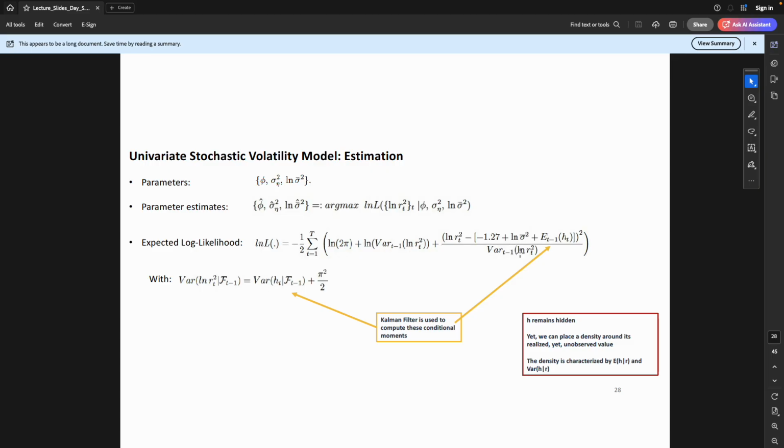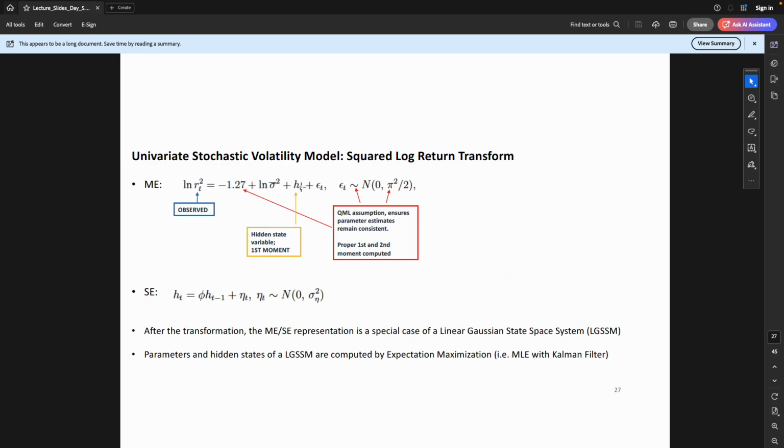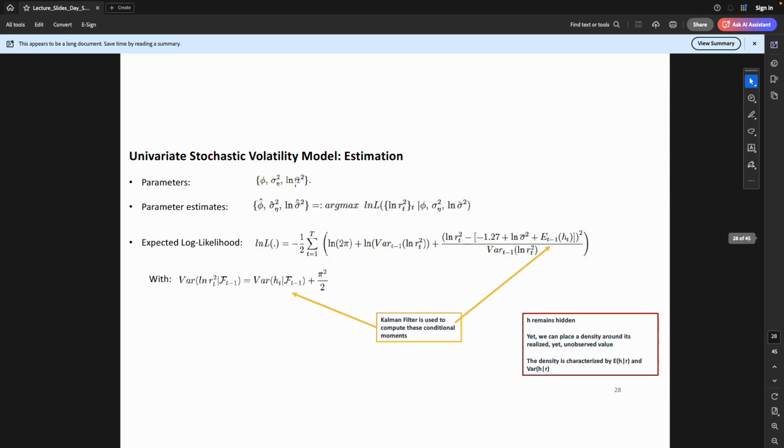So why is the variance of ln r squared this thing here? We need to go back always to the measurement equation here. So the variance of the left is the variance of the right. This is a constant. So you have the variance of h plus the variance of this, which is pi square half. And epsilon and h are orthogonal, so there's no covariance. Yeah? So this variance term comes from the measurement equation. Good.